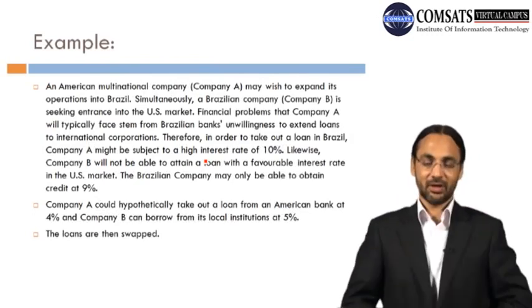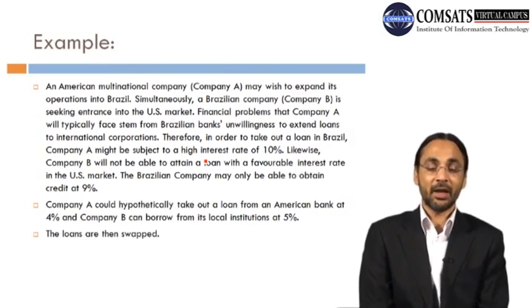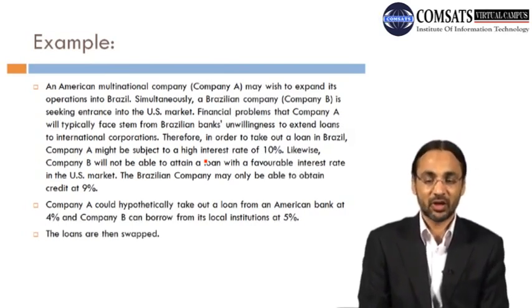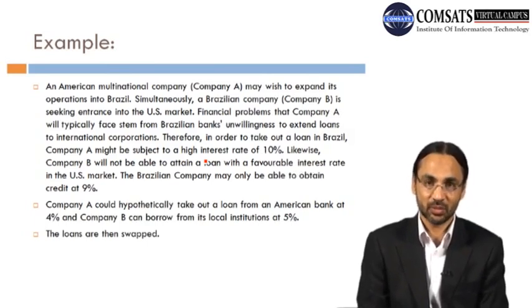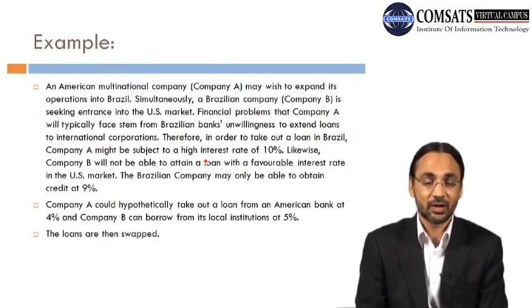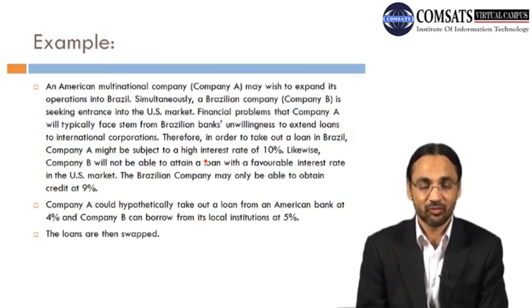Okay, there is one example, like we discussed. This is exactly the same example. An American multinational company, Company A, may wish to expand its operation in Brazil. Simultaneously, a Brazilian company, Company B, is seeking entrance into the US market. Financial problems that Company A will typically face stem from Brazilian banks being unwilling to extend loans to international corporations because of the information asymmetry. Therefore, in order to take out a loan in Brazil, Company A might be subject to a higher interest rate of 10%. Likewise, Company B, a Brazilian company, will not be able to attain a loan with a favorable interest rate in the US market. The Brazilian company may only be able to obtain credit at 9%.